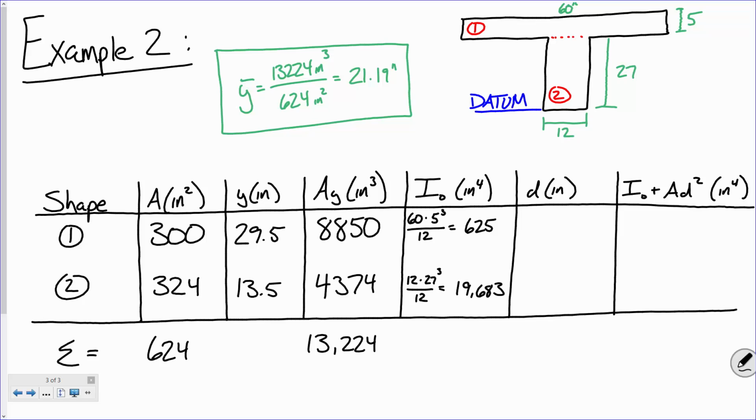Now, d is measured as the distance from the centroid of each individual shape to the centroid of the whole thing. Okay? Now, we already have the centroid of each individual shape. We also already have the centroid of the whole thing. So in order to determine these, all you have to do is that minus that, that minus that. Just subtract the common value. So what is 29.5 minus that upper value? Or 8.3? I got 8.31.